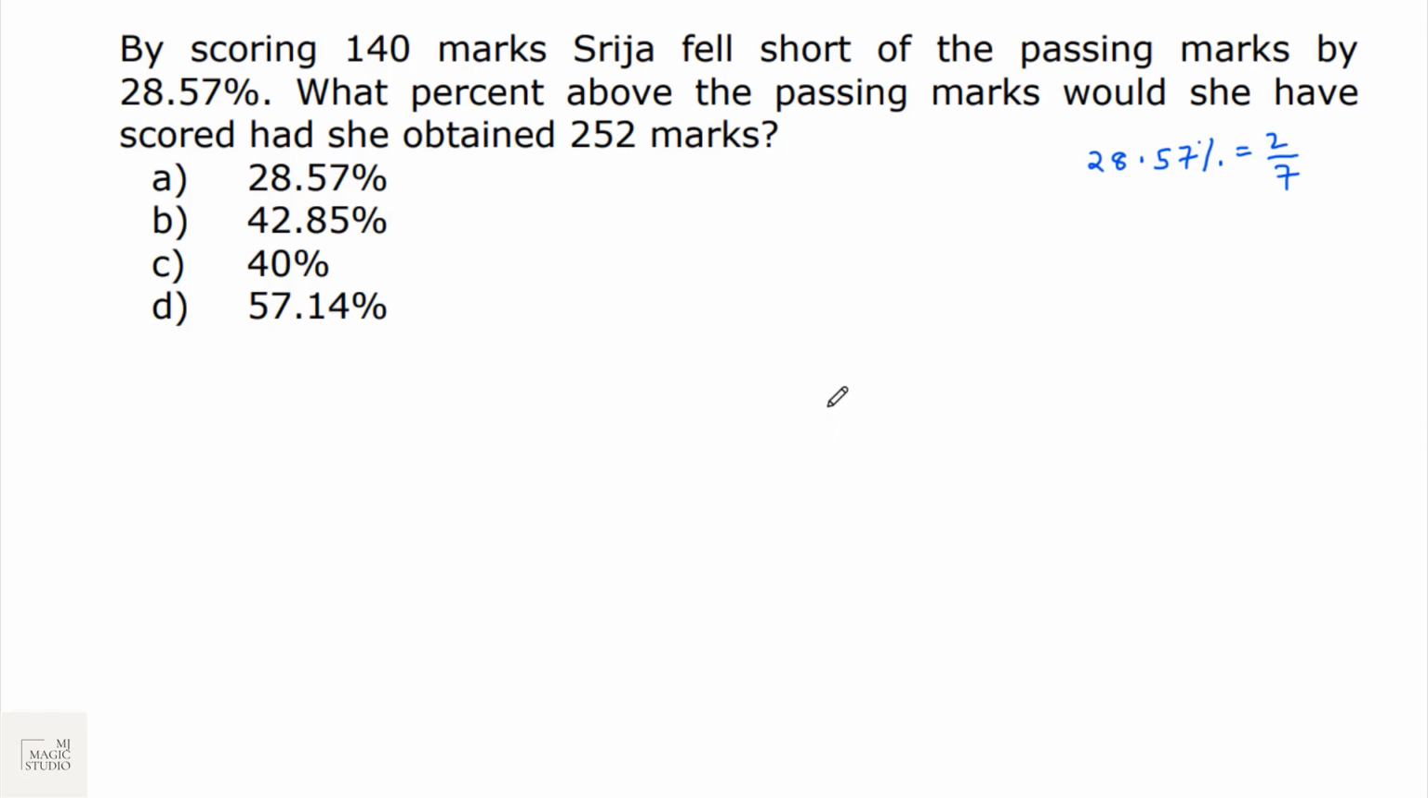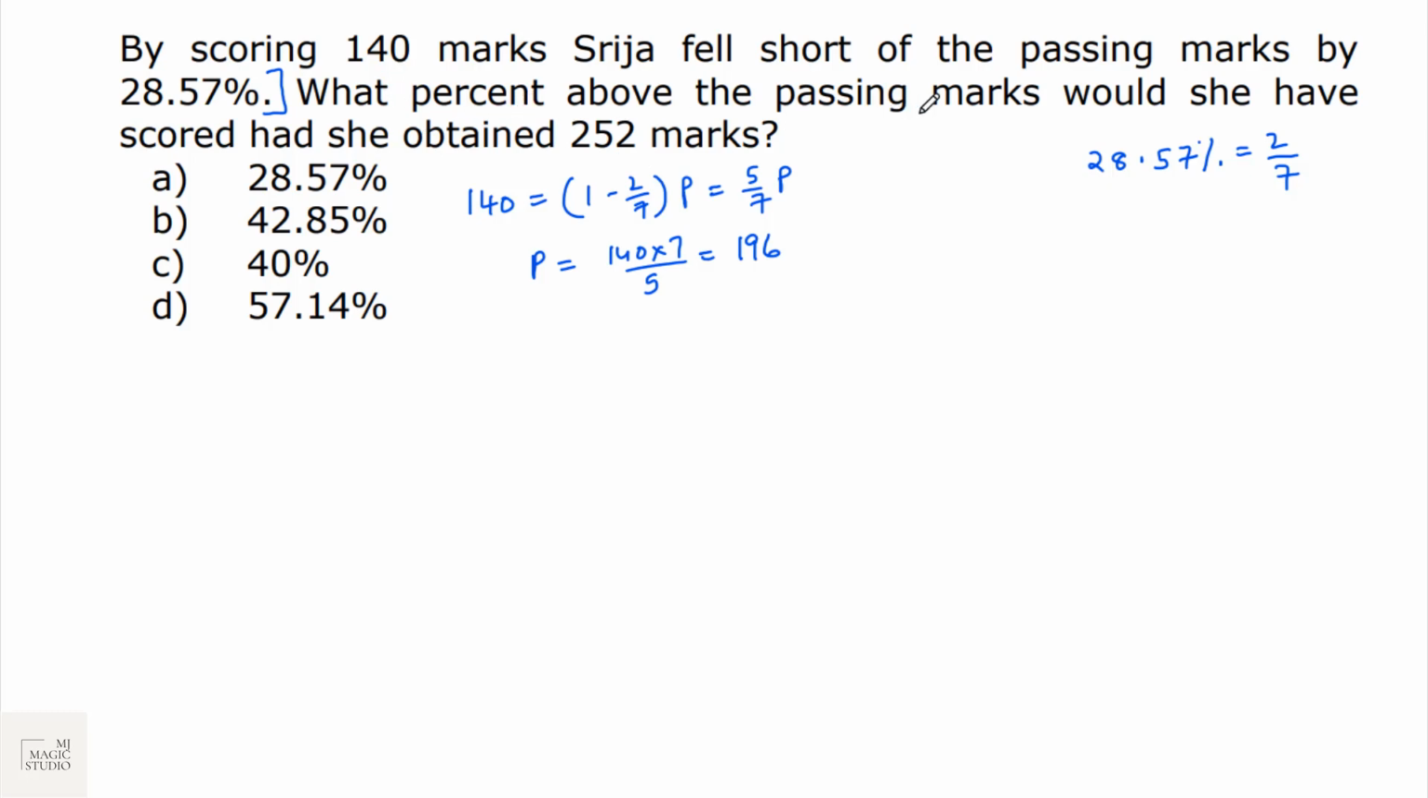That means whatever be the passing mark, she has scored 2 by 7 part of the passing marks less. That means 140 is nothing but 1 minus 2 by 7 of the passing mark. That is 5 by 7 of the passing mark. With this, we can calculate the passing mark. 140 into 7 by 5. 28 into 7, 196. So we haven't even read the question, and we have got that the passing mark is 196.